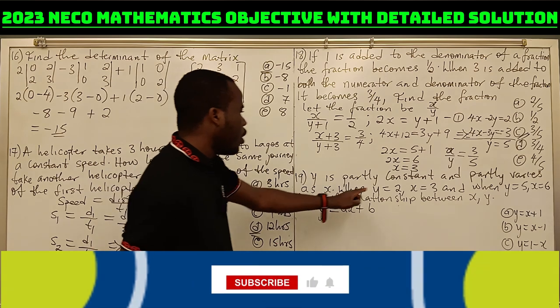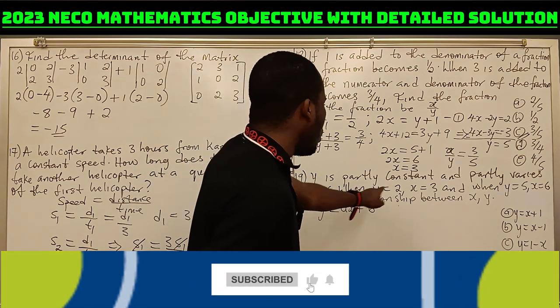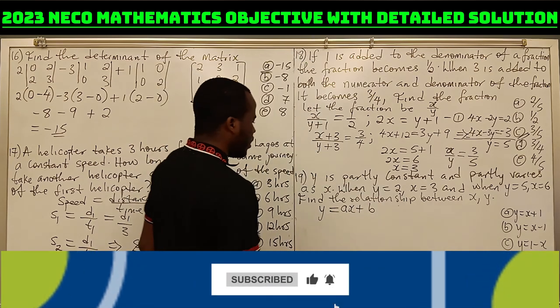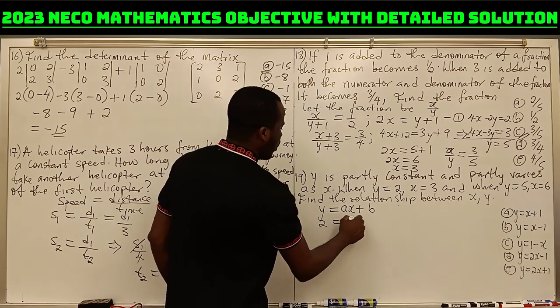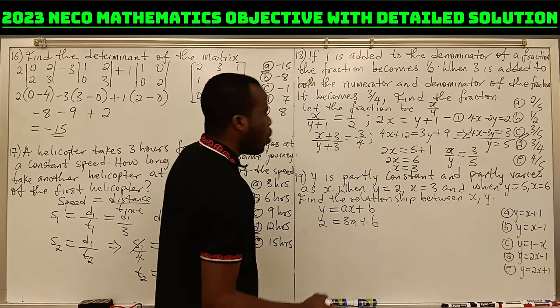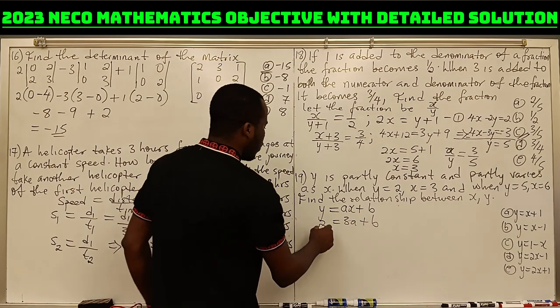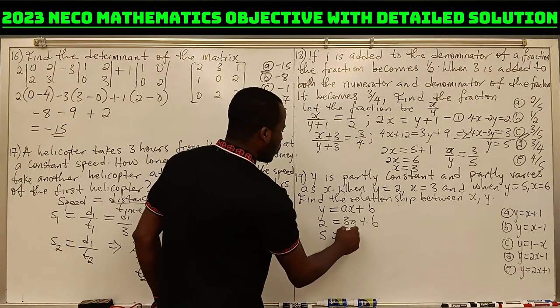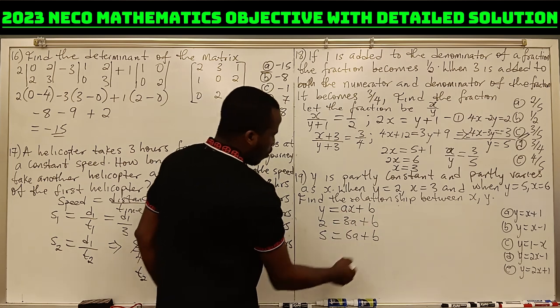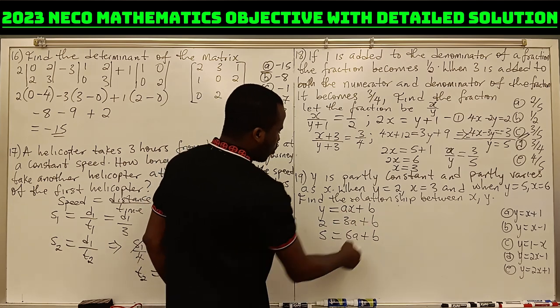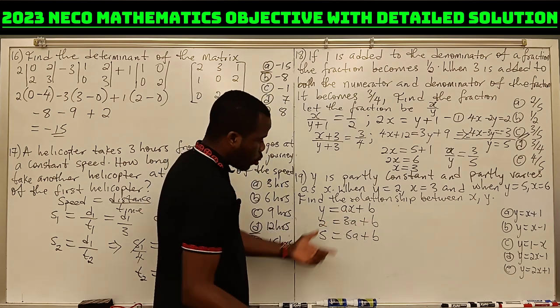So, when y is 2, s is 3. So we have 2 equals 3a plus b. And also when y is 5, s is 6: 5 equals 6a plus b. So what we can do here is, this is a simultaneous equation.